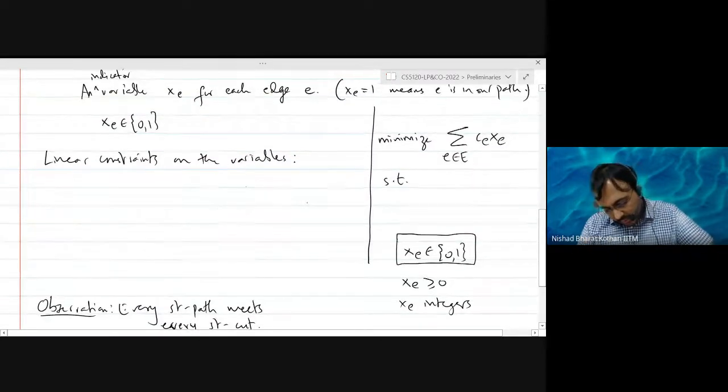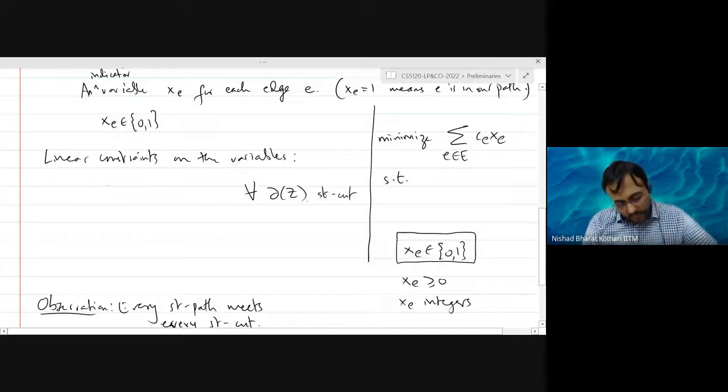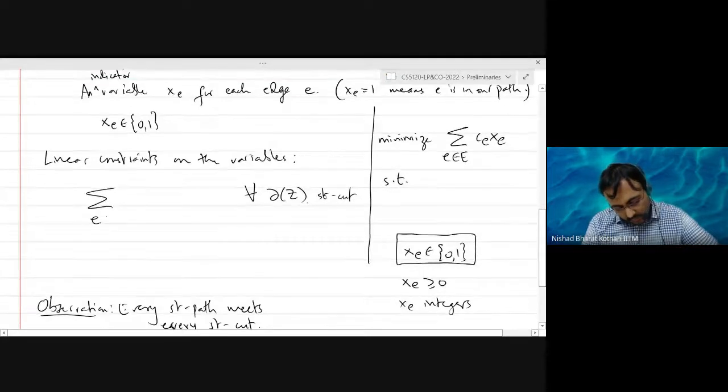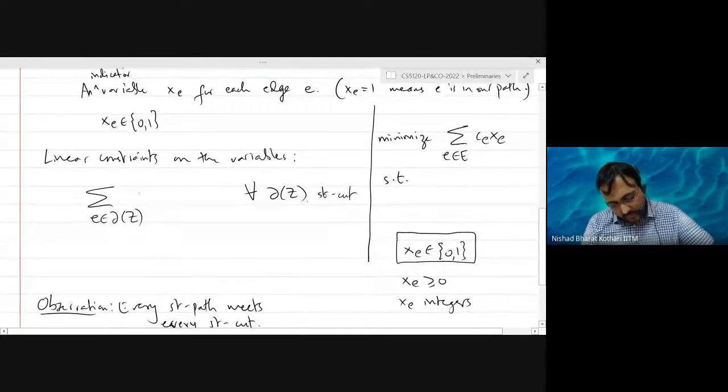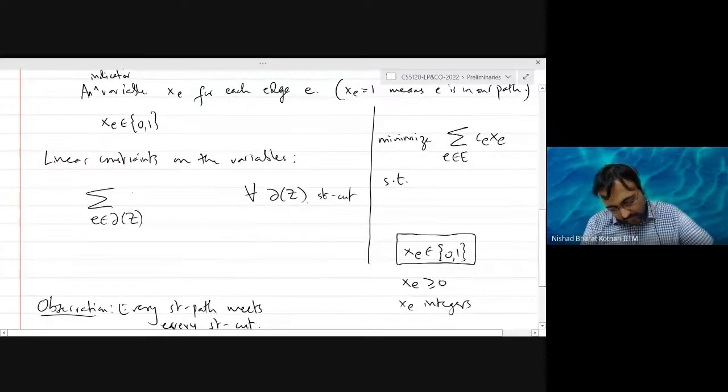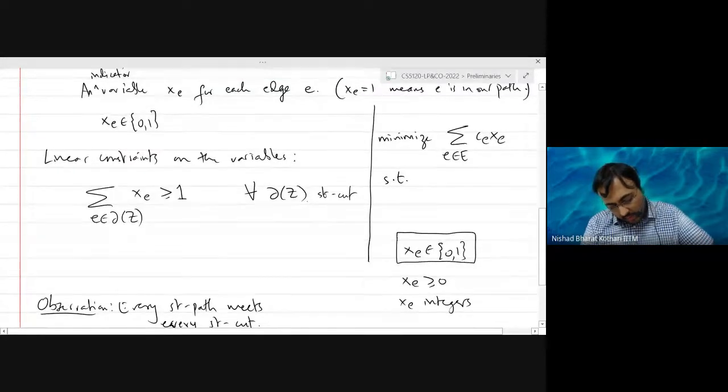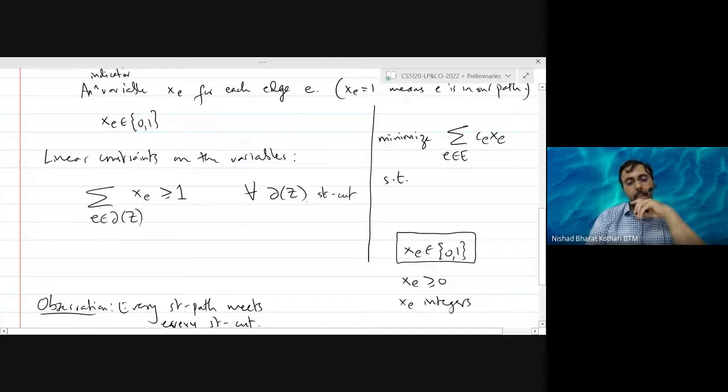So for each partial Z ST cut, we want that the sum of all the edges is at least 1. Does that make sense?